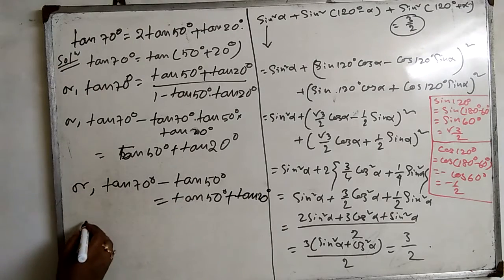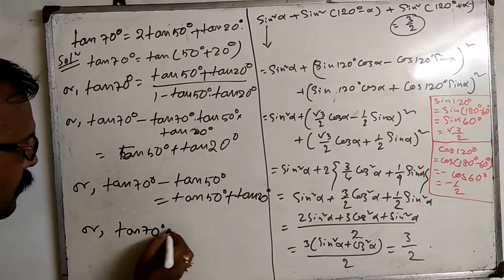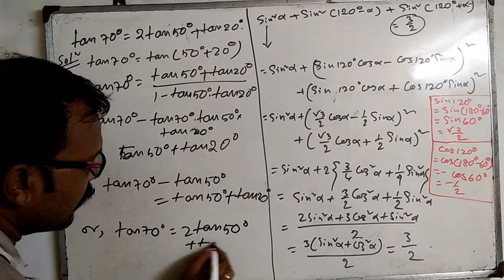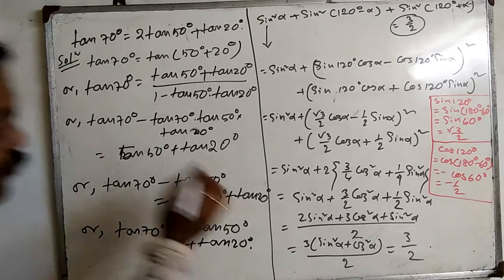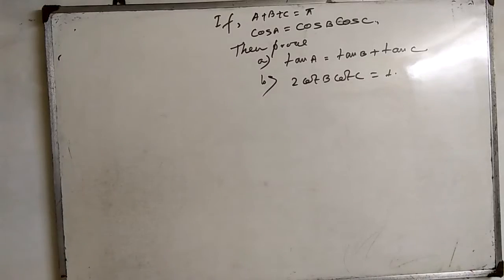That tan 20 will go to the right hand side. So we get 2 tan 50 plus tan 20. So very easy, right? Go to the next problem.